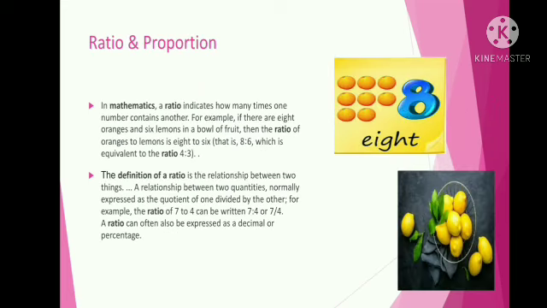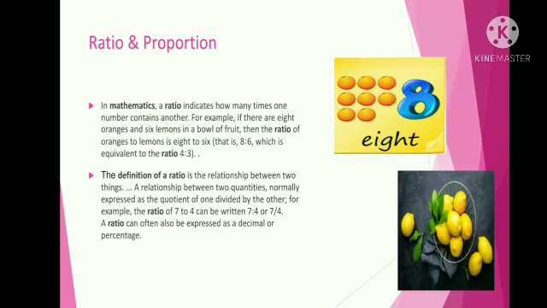Ratio and proportion. In mathematics, a ratio indicates how many times one number contains another. For example, if there are 8 oranges and 6 lemons in a bowl of fruit, then the ratio of oranges to lemons is 8:6, which is equivalent also to the ratio of 4:3.